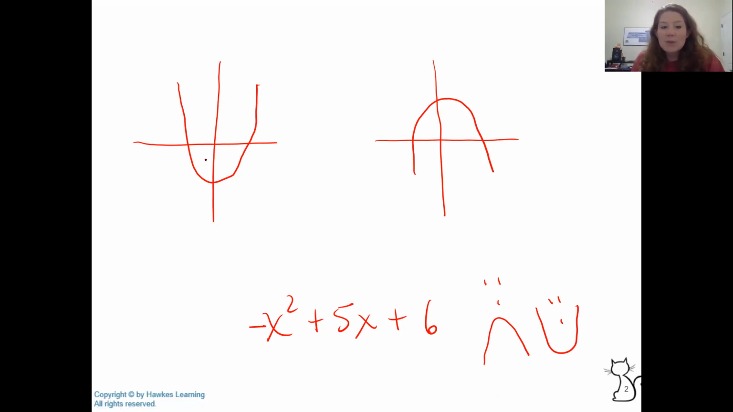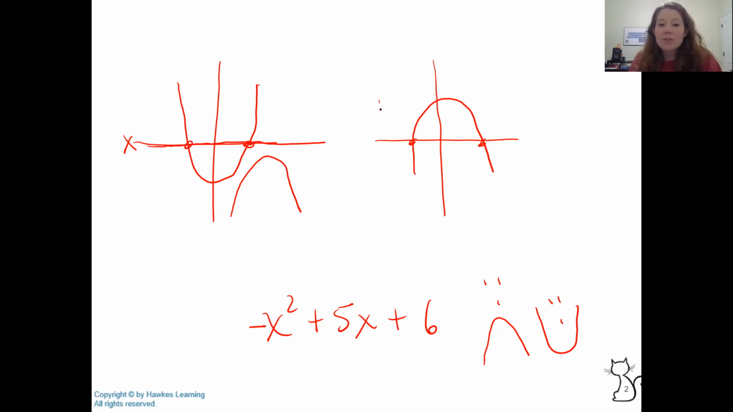So a lot of times when you have a parabola, you'll have two x-intercepts. Remember what x-intercepts are: it's where your graph crosses your x-axis. A lot of times you'll have two. Sometimes you won't have any. For example, if your parabola was down here and looked like this, it would never cross the x-axis, so you would have 0 x-intercepts.